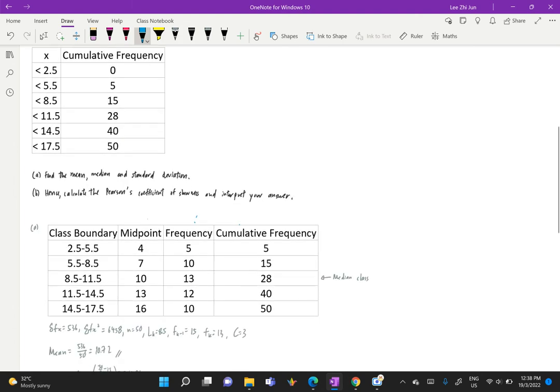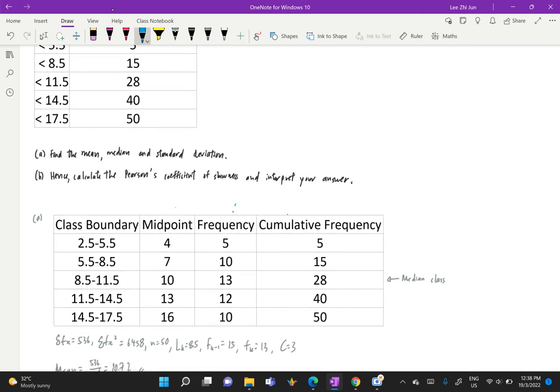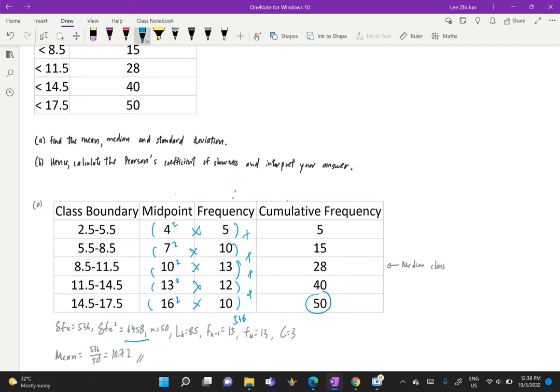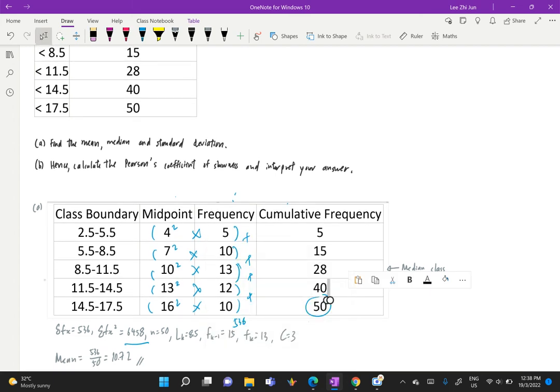And for the mean, I use 4 times 5, plus 7 times 10, plus 10 plus 3, like this, and sum up, I will get 536. The fx squared is 4 squared, 7 squared, 10 squared, 30 squared, 16 squared, and sum up all. I will get 6,458. So n equals 50. So I can calculate the mean is 10.72.